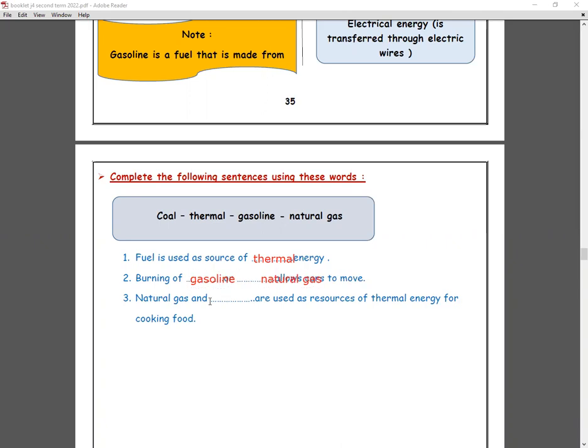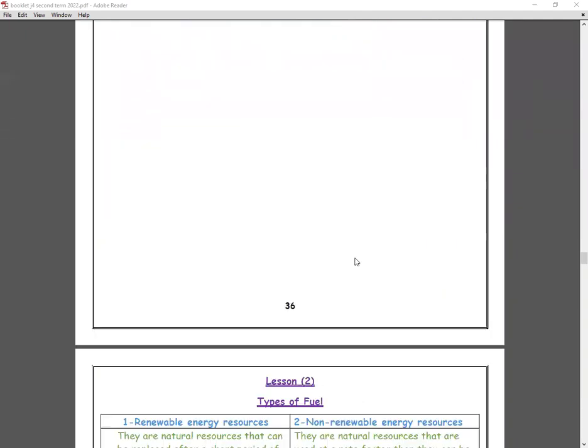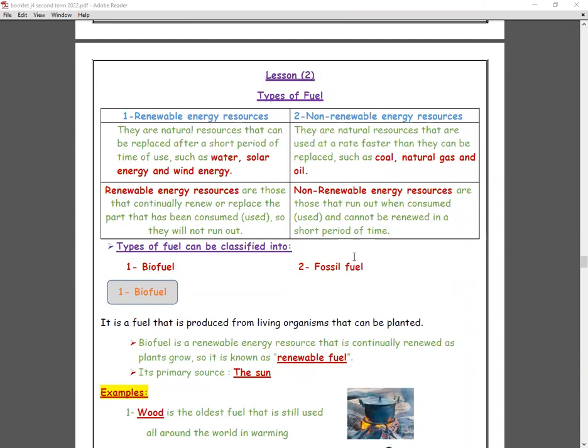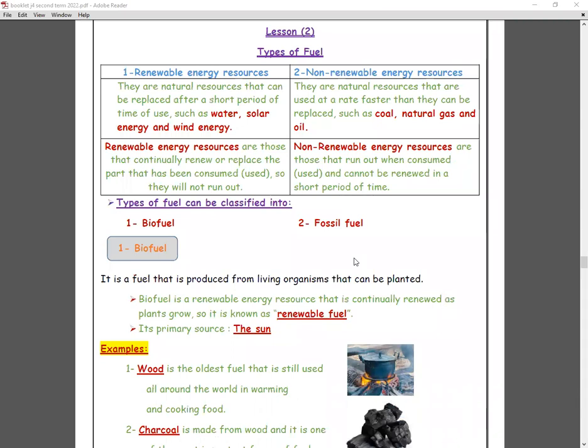Okay, number 3, natural gas and what are used as resources of thermal energy for cooking? So it will be natural gas and coal. If we have wood, we can also use wood. Okay. Now let's start with lesson 2. Types of fuel. What are the types of fuel?